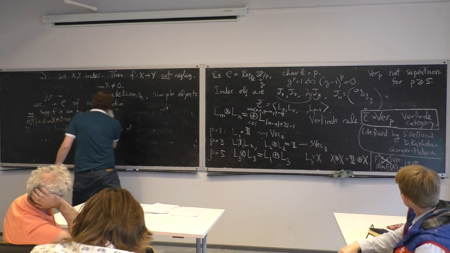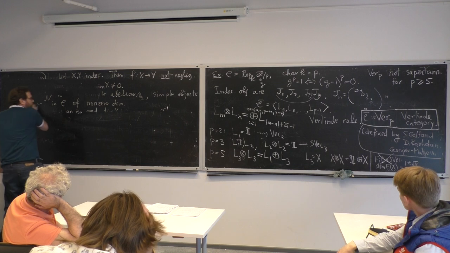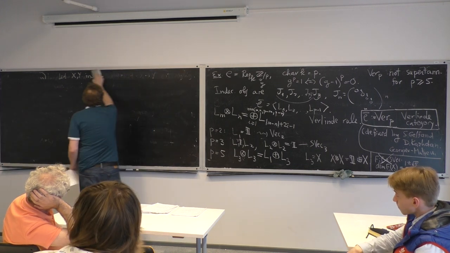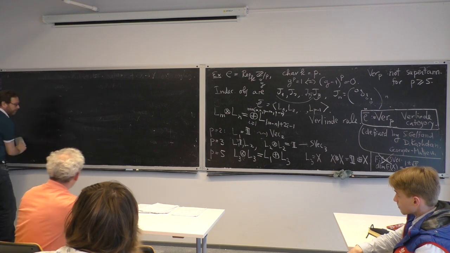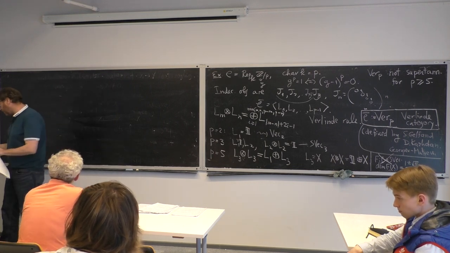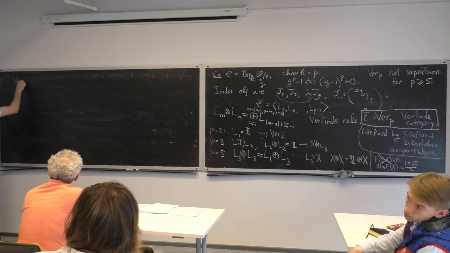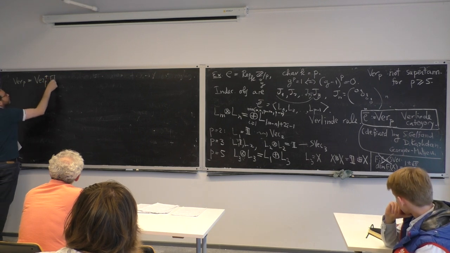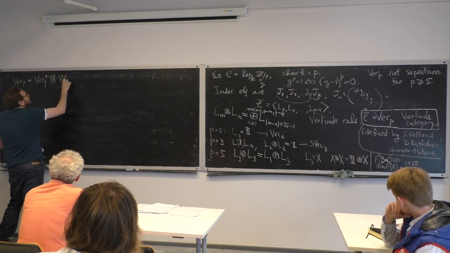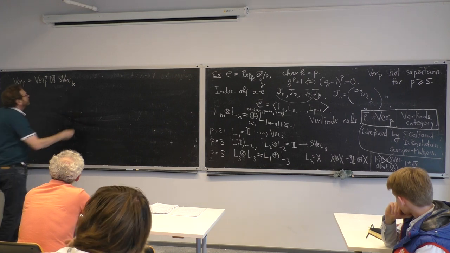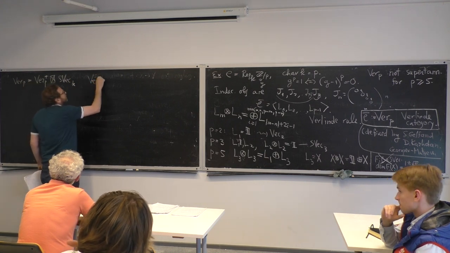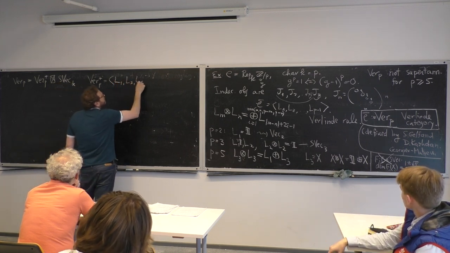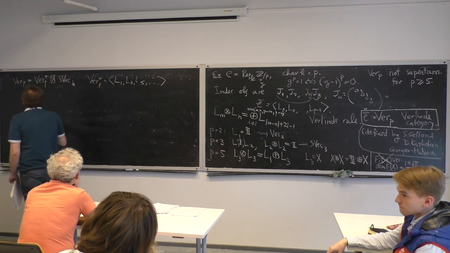Well, I told you what it is for 2 and 3. And for higher p, it is just a tensor product of its even spin part, or integral spin part, so Verlinde p equals Verlinde p plus tensor product with supervector spaces, where Verlinde p plus is generated by L1, L3, L5, and so on, when p is greater than 2.